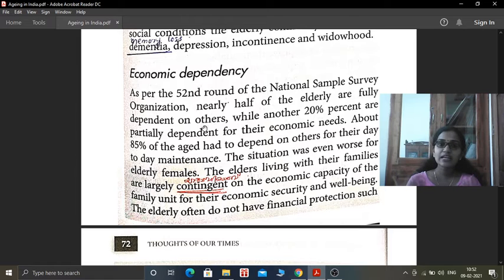Fully dependence means physically and financially they have to depend on others. 20 percentage partially depending for their economic needs.